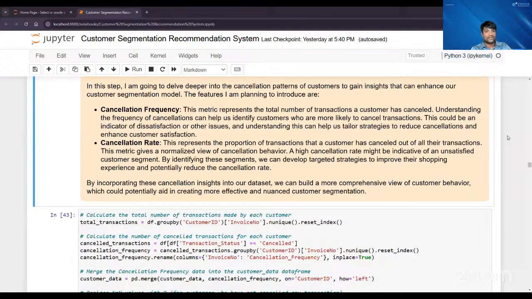Data set. You want it now itself? Okay, just give me a minute. I've shared yesterday the online retail. Yeah, so this is the data set.